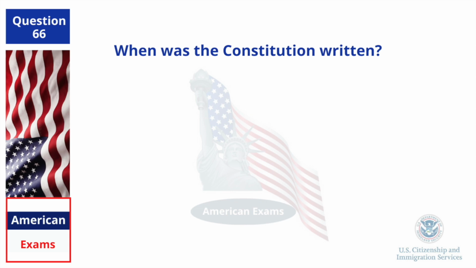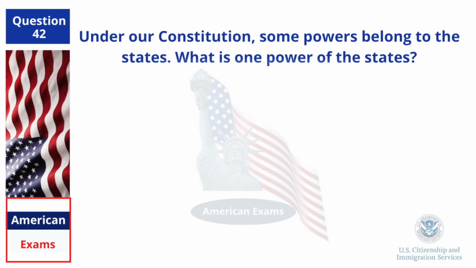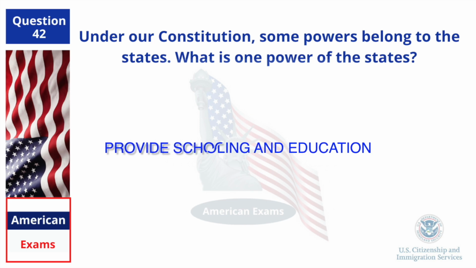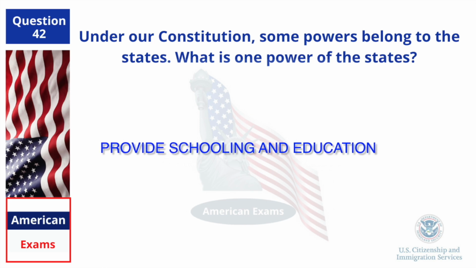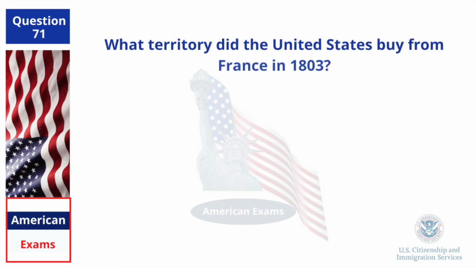When was the Constitution written? 1787. Under our Constitution, some powers belong to the states. What is one power of the states? Provide schooling and education. What territory did the United States buy from France in 1803? The Louisiana Territory.